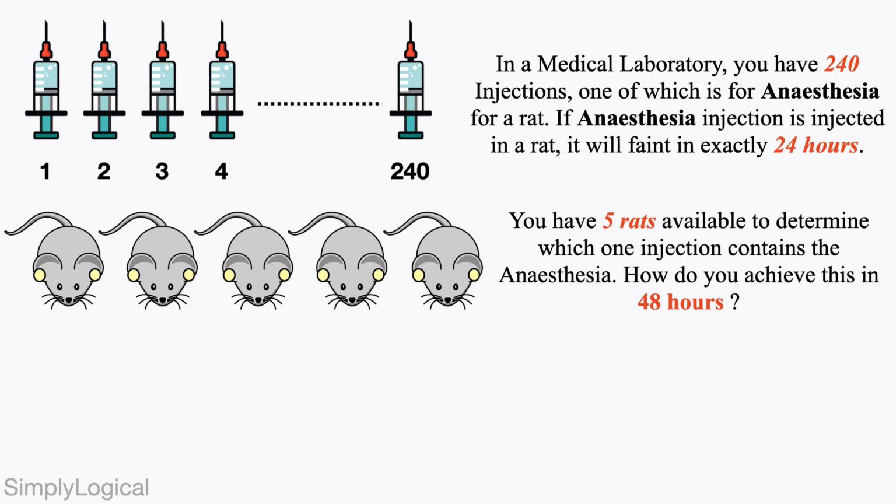To simplify this puzzle, you have 5 rats and 240 injections. Any small dosage of anesthesia takes around 24 hours to be effective on a rat. Given the nature of anesthesia, effectiveness refers to its tendency to make the rat faint. Thus, any dosage of this anesthesia should make them faint in approximately 24 hours. As the rest of the 239 injections show no effect, how will you find that particular injection which has anesthesia in it using the 5 rats you have within a period of 48 hours, that is in 2 days?